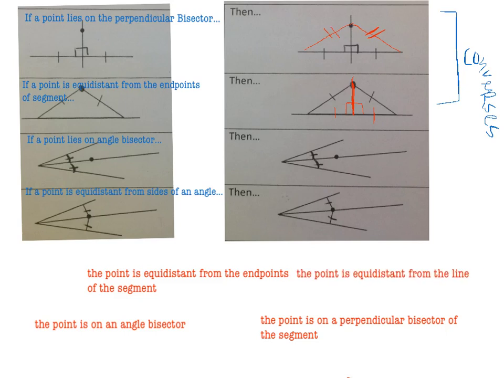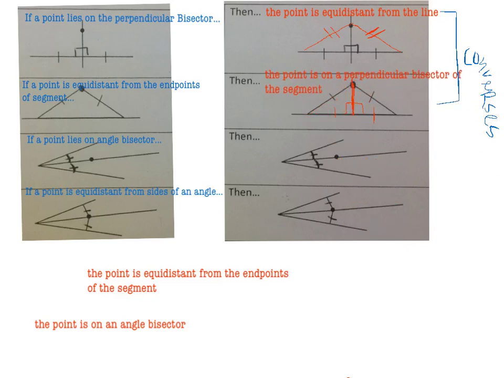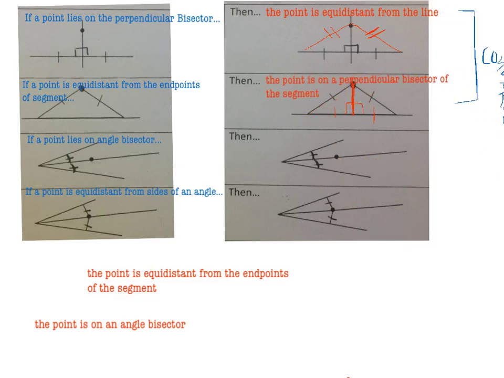Alright, so you should have paused the video. Let's see how you did. The point is equidistant from the line. I just fixed the typing on it. So then the point is equidistant from the line, and thereby the point lies on a perpendicular bisector. I'm going to move that. Let me make this a little bit smaller. There we go.